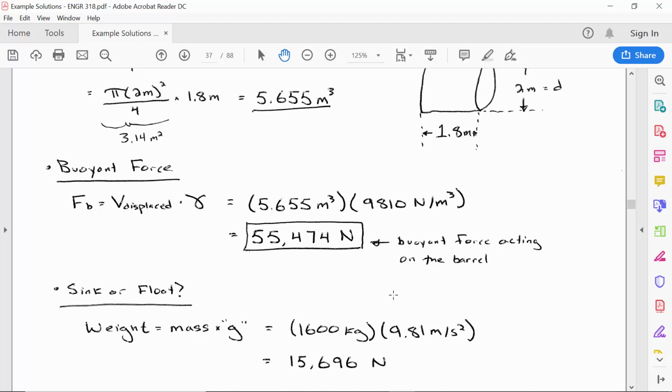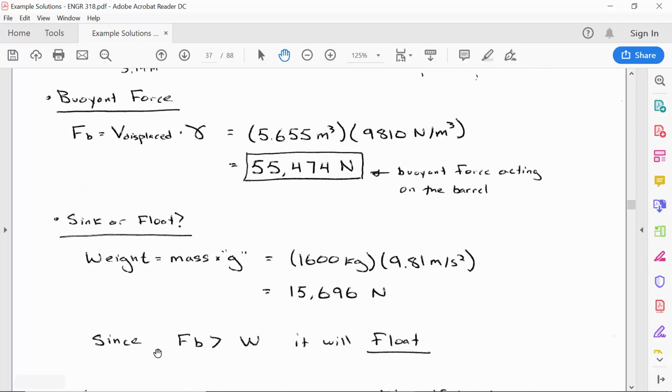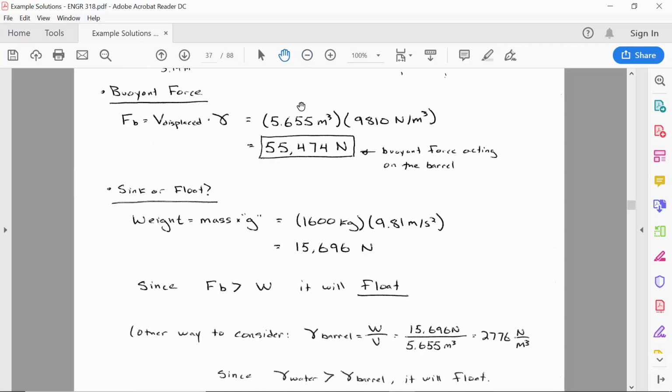So our comparison here, looking at the buoyant force versus the weight: since the buoyant force is greater than the weight, it will float. It's going to move up to the surface, and then it'll stop rising when it achieves equilibrium. So it's not going to be very deeply submerged. Looking at the ratio of the weight and the buoyant force right now, it's going to be floating more than halfway out of the water.